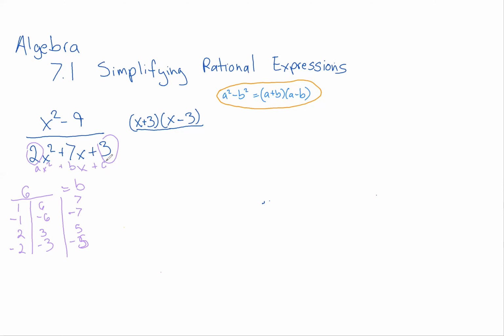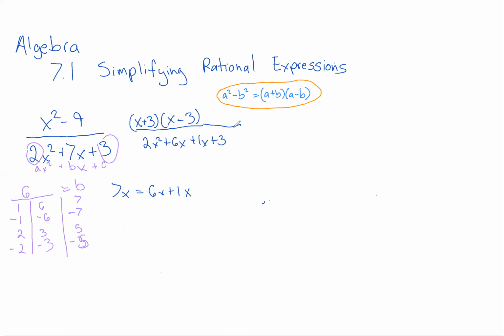Now that we know this, we've got 2x squared plus 7x plus 3. So I'm going to write this 7x as 6x plus 1x. I'm just going to write it like that and space it out. So I've got my 2x squared plus 6x plus 1x plus 3.